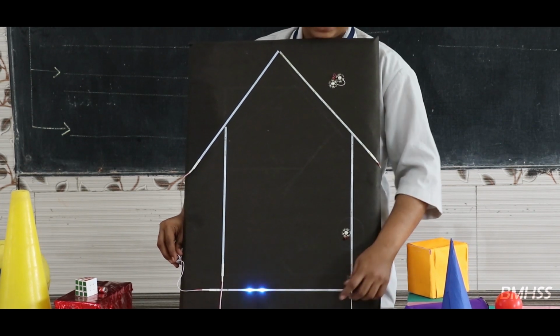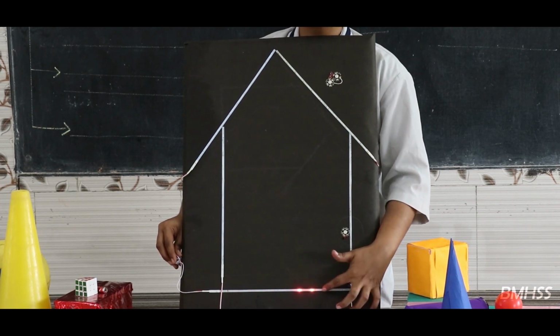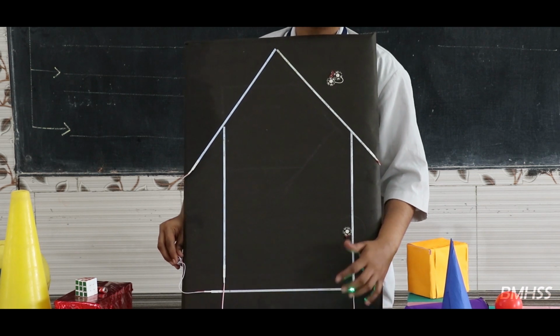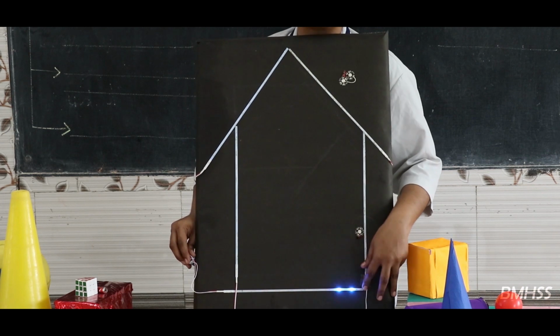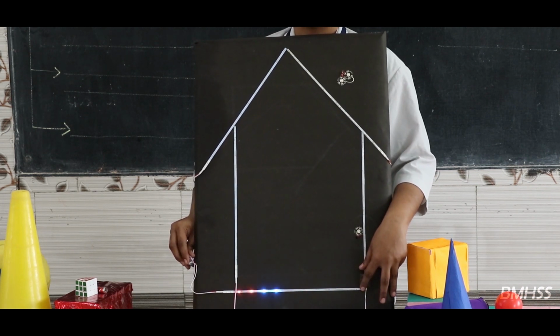So the portion which is glowing now is known as horizontal line or sleeping line. When you sleep in your home, you look like this line. So this is known as sleeping line or horizontal line.